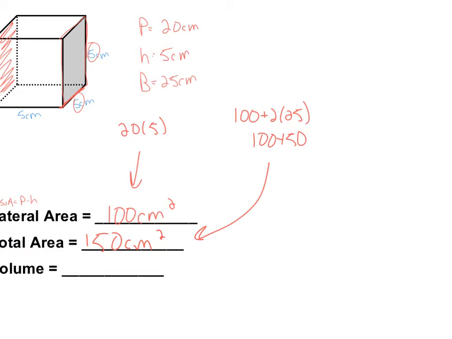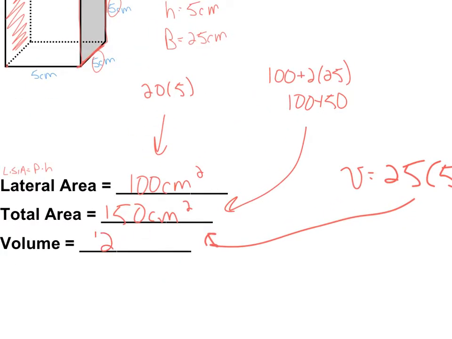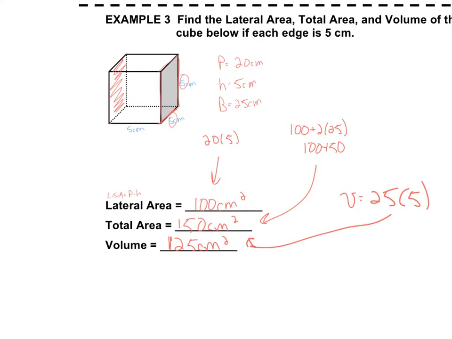And the last one, volume, big B times H. Well, I know big B is 25. I know H is 5. If I multiply those together, I get 125 centimeters cubed. So it's really not that hard. Just find those variables and everything will get a lot easier.